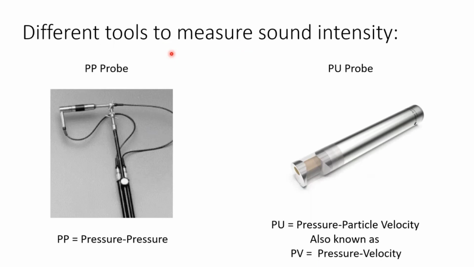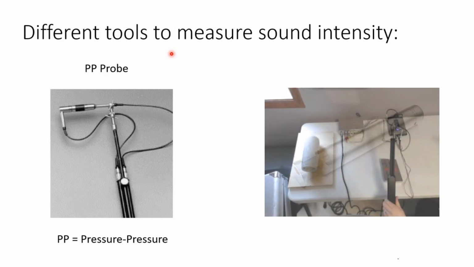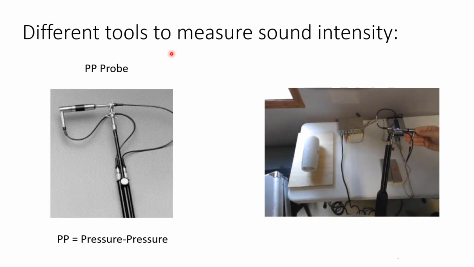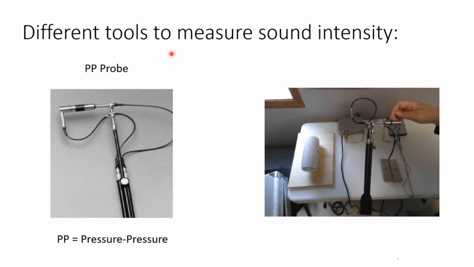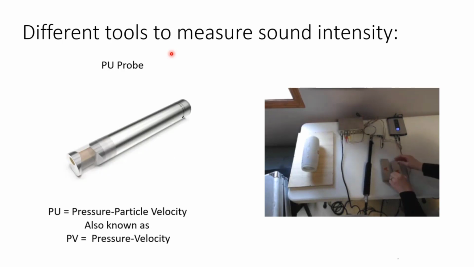Okay, so we mentioned that there are two different types of probes. We have the PP probe, and once again, that PP stands for pressure. It's called pressure because we have two microphones, one microphone and another microphone. And then we have the PU probe. I've got one here. As Charles mentioned, in the sound literature, U is used for particle velocity. So that's why they call it PU. It can also be PV. The TestLab software, once again, refers to it as PV.